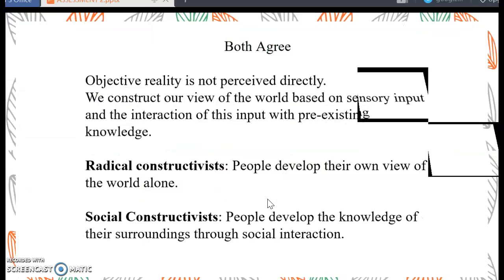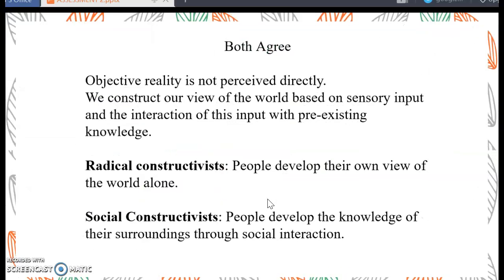Under the constructivist theory, both radical and social constructivists believe that people don't perceive the objective reality directly. We construct our view of the world based on sensory input and the interaction with pre-existing knowledge. Radical constructivists believe that people develop their own view of the world alone, while the social constructivists believe people develop the knowledge of their surroundings through social interaction.